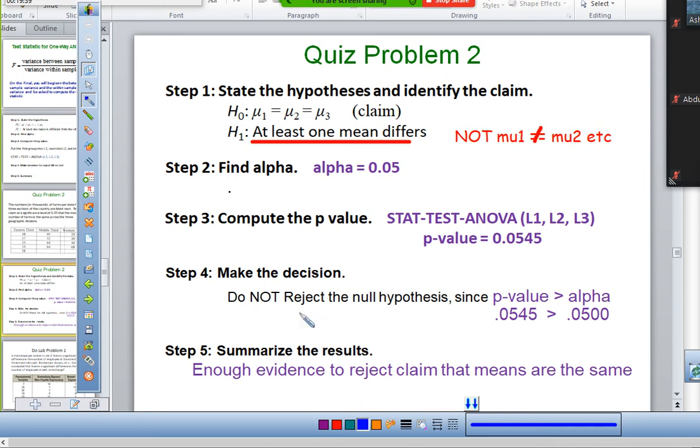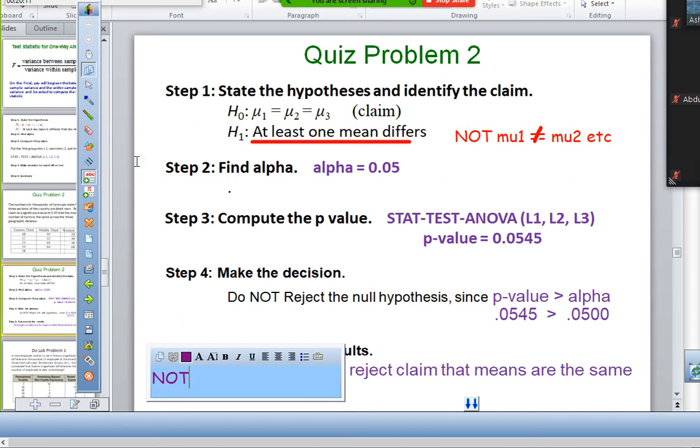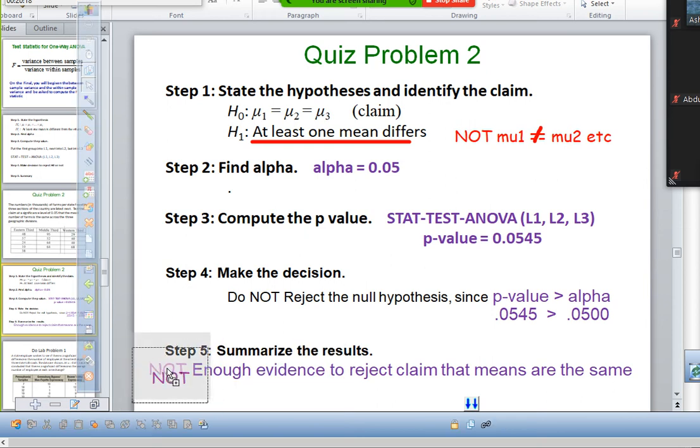So since we did not reject the null hypothesis, we do not have enough evidence. Oops, that's wrong. Why is it not giving me an option to do this? This is strange. No worries. I'll just add a not to the end. Not enough evidence. There. So there's not enough evidence to reject the claim that the means are the same.